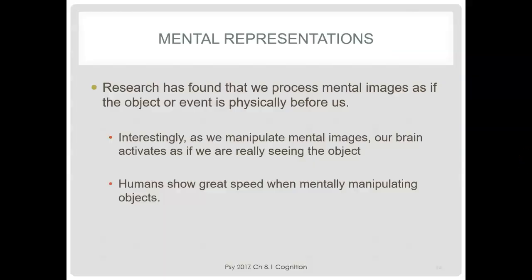Now, research has found that we process mental images as if the object or event is physically before us. And as I've already mentioned, when we manipulate mental images, our brain activates as if we are really seeing that object. And we have great speed when mentally manipulating objects.